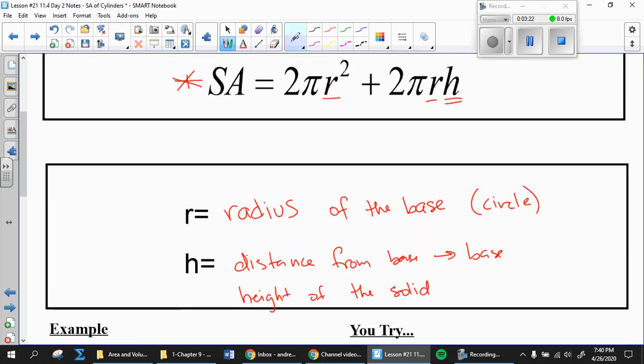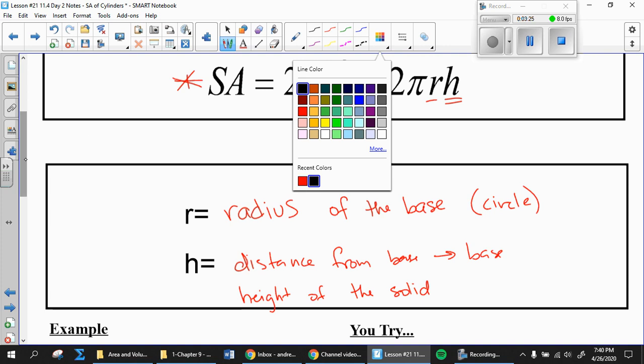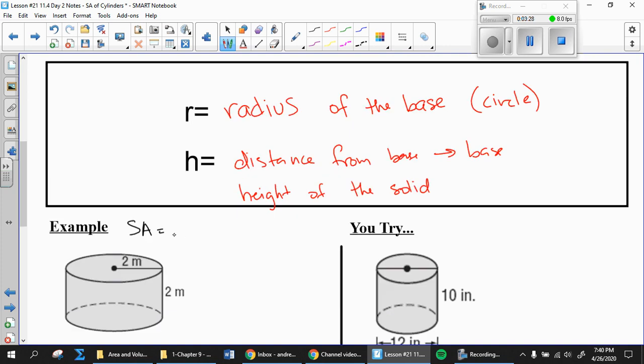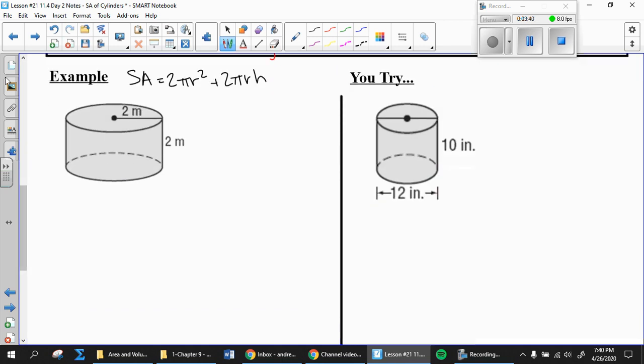Remember, our formula is surface area equals 2 pi r squared plus 2 pi r h. Again, this is just for cylinders. So let's take a look at this first one. Only two things we have to recognize here: radius of our circle, height of our solid. Remember, radius is the distance from the center to the outside. So radius here is going to be 2. Height of my cylinder actually ends up being 2 as well.